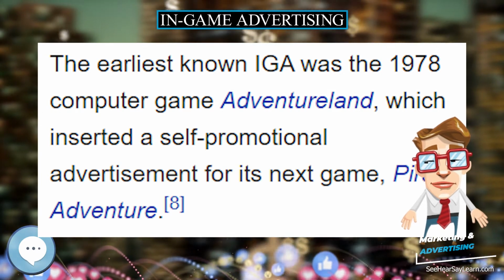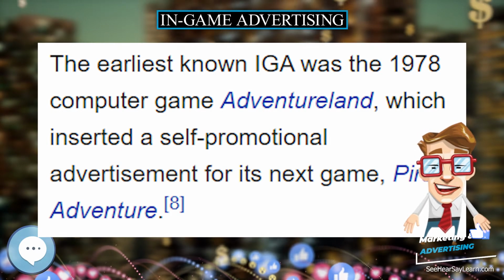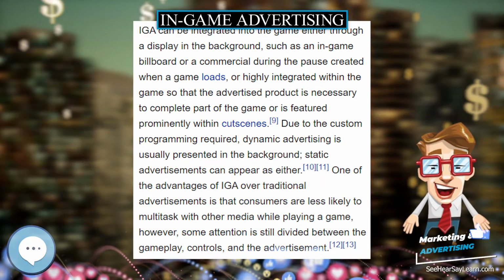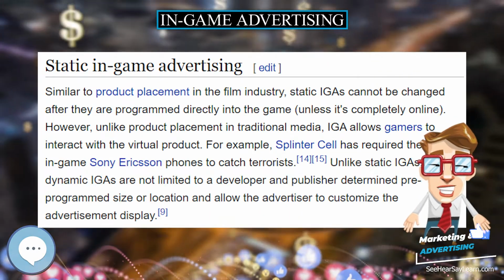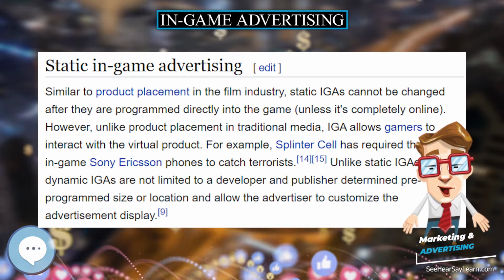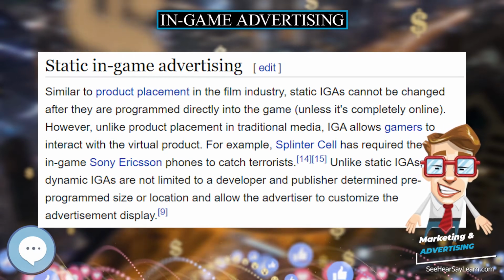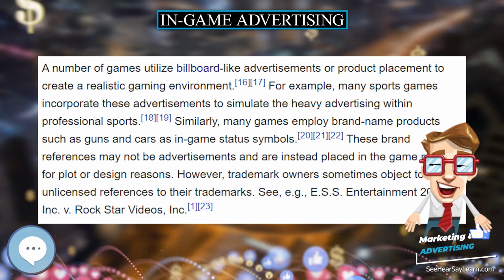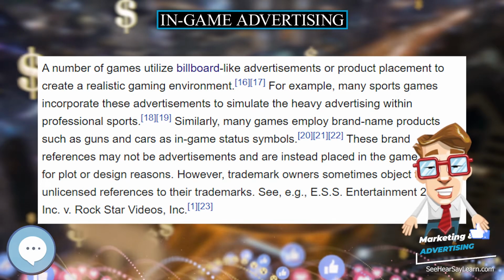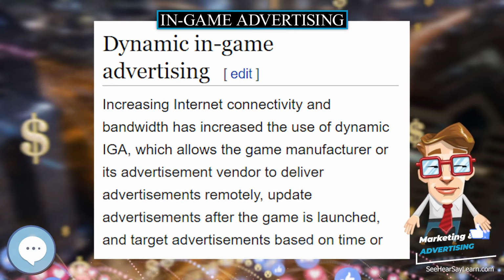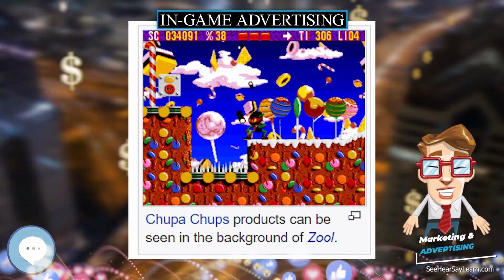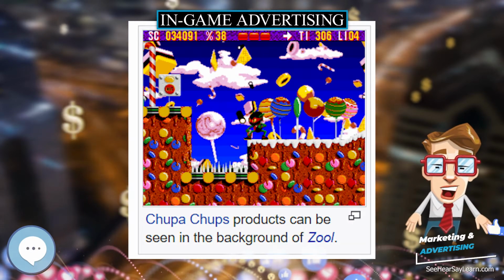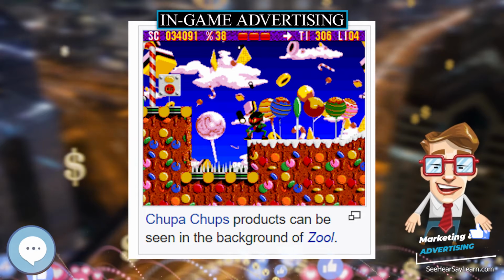Dynamic in-game advertising. Increasing internet connectivity and bandwidth has increased the use of dynamic IGA, which allows the game manufacturer or its advertisement vendor to deliver advertisements remotely, update advertisements after the game is launched, and target advertisements based on time or geography. This approach combines the customization of web banners with the functionality of traditional billboards and posters, as most in-game advertisements do not link to a website outside the game.